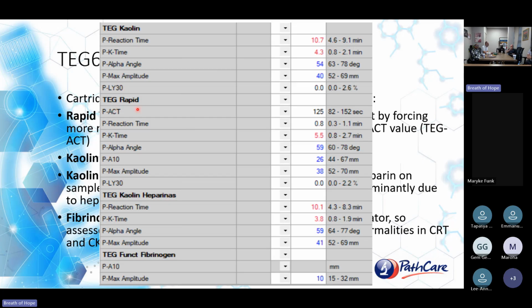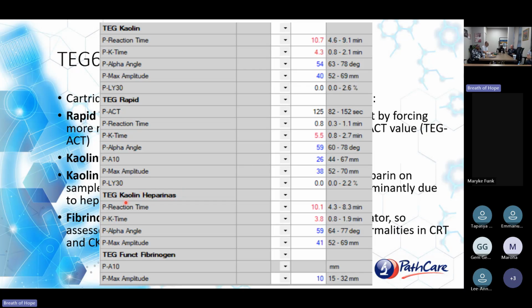So here's an example of some raw data that I see when I'm going through these results. I first look at the rapid TEG, which is specifically standardized for lysis at 30 minutes. This patient does not have hyperfibrinolysis. There's been barely any clot breakdown at 30 minutes. I then go to the kaolin TEG and I look at my reaction time. My reaction time is prolonged. The question I want to answer is: is this due to heparin or not?